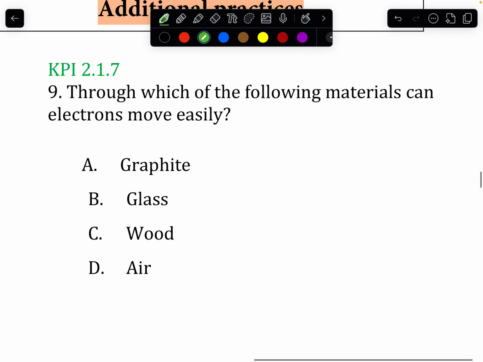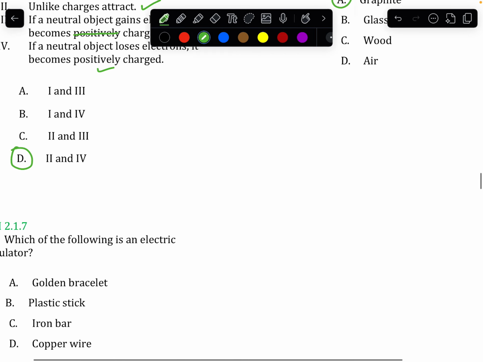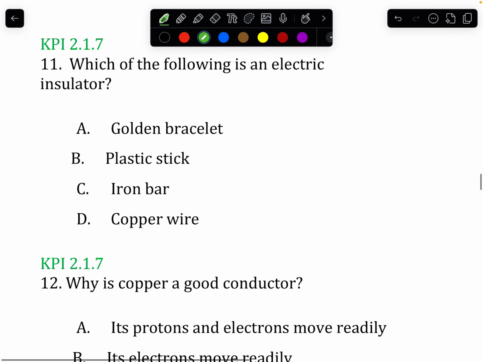Through which of the following materials can electrons move easily? To move easily, it must be a conductor. So basically the graphite. Question 11. Which of the following is an electric insulator? We agree that it is the plastic.